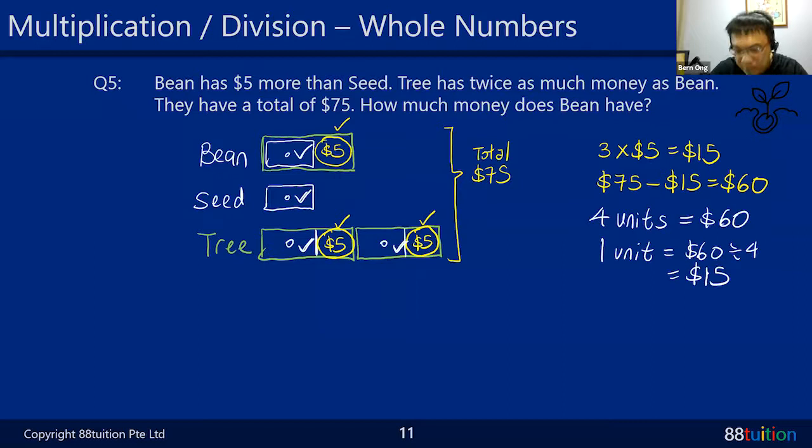What's the question? How much does Bean have? Bean got one white and one $5. Can you see? So Bean got one white, which is the $15, and the $5, the yellow color $5. And that's how you get the answer of one green, which is $20.